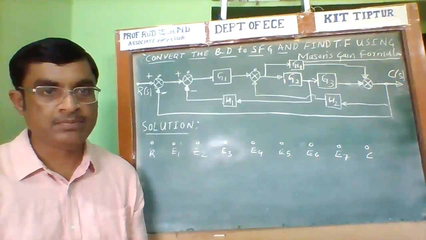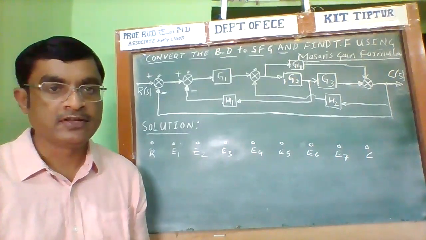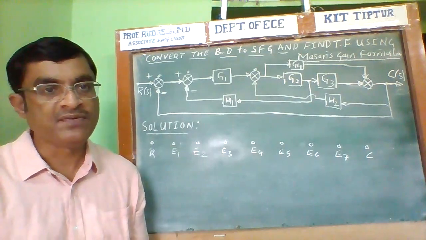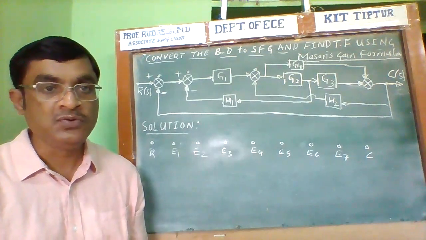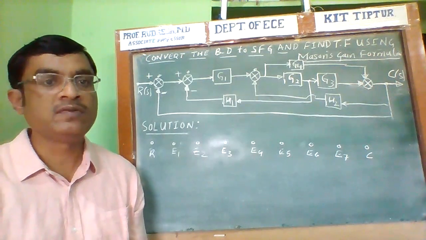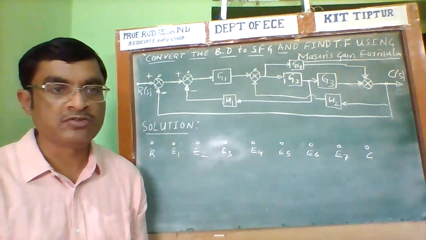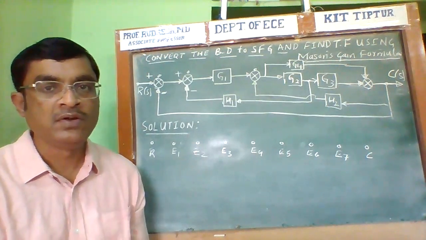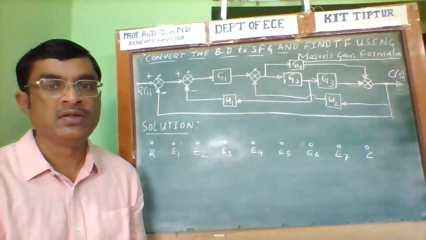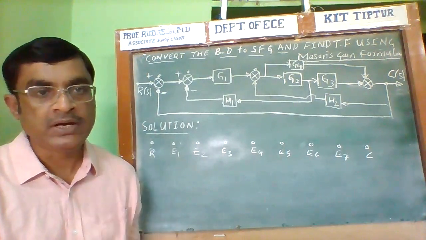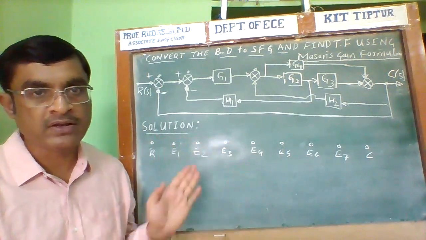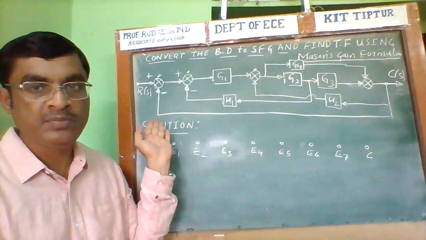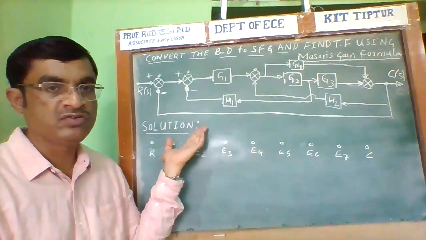Dear student, in the previous session I was explaining how to convert the given block diagram to a signal flow graph and find the transfer function using Mason's gain formula. In this session also, I'm going to explain how to convert a block diagram to a signal flow graph and find the transfer function using Mason's gain formula by considering another example. This was asked in the examination, in a previous question paper.